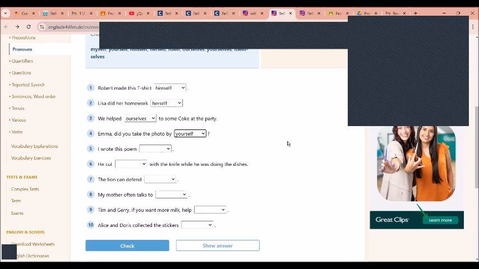All right. Jimena Cortez. I wrote this poem myself. All right. My, I myself, correct. All right. The person is doing the action alone. We could even say by myself.